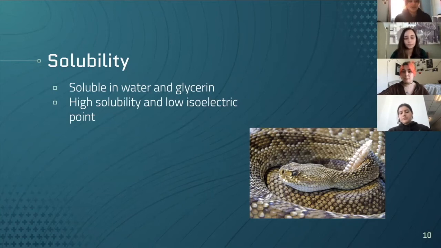An isoelectric point is the pH when the charge of the protein in the venom is 0. It's also known that the snake venom has the highest solubility and lowest isoelectric point of any plasma protein.